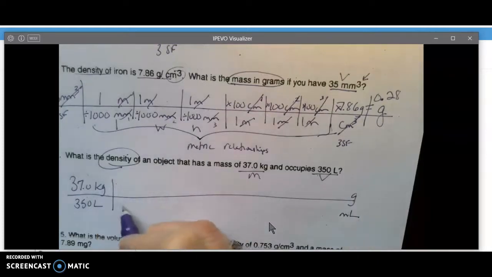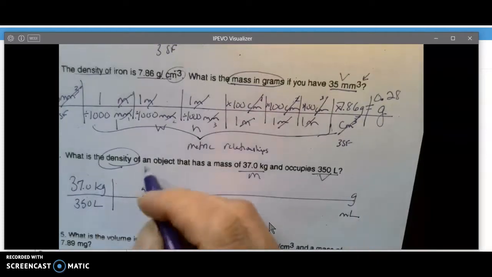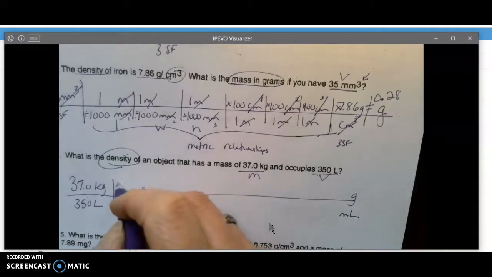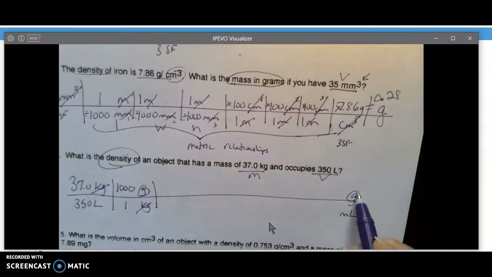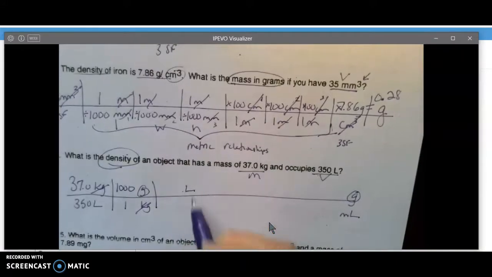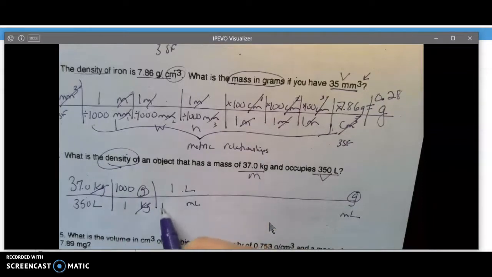So I'm going to convert kilograms first to grams. Remember, kilo is king. There's only 1 king and 1,000 subjects, so that's going to cancel my kilograms. I don't have to do anything else with grams because that's what I'm trying to find. And then I'm going to put liters on the top and milliliters on the bottom. So liters are larger and 1,000 milliliters there. So I'm going to cancel my unit of liters. And that gives me what I'm trying to find, grams over milliliters.